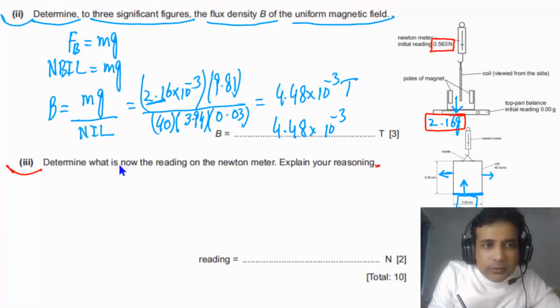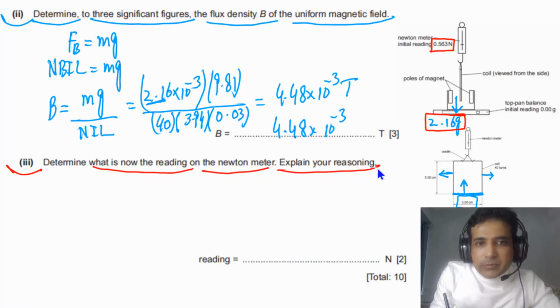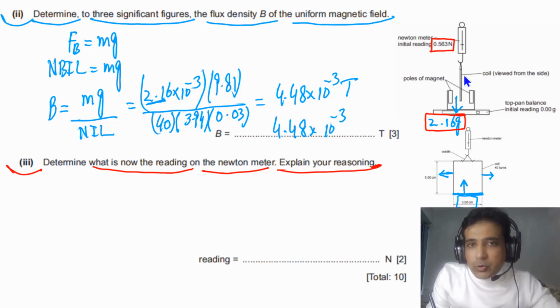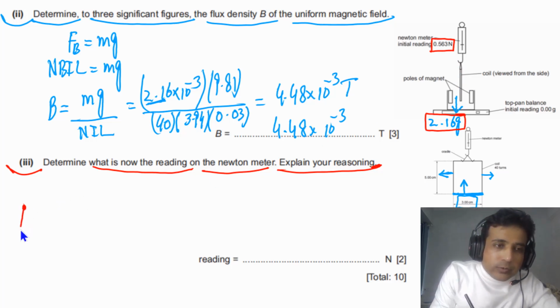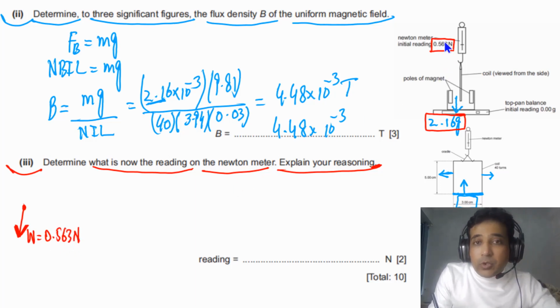For the last part of this question, we need to determine what is now the reading on the Newton meter, and we need to explain our reasoning. When there was no magnetic force acting on the coil, the only force acting on this coil is the weight of the coil, so we can simply draw. Only the weight of the coil acts, vertically downwards, and the magnitude of the weight is given, that is equal to 0.563 newtons. So this is the reading on the Newton meter when there is no magnetic force acting on the wire.